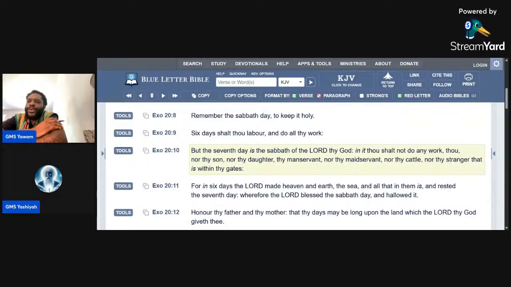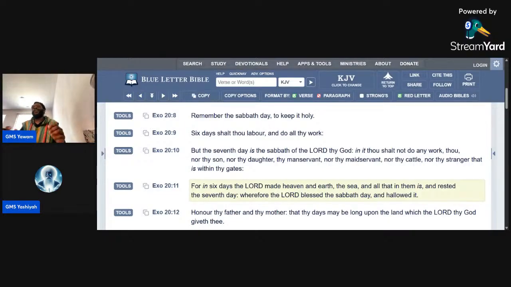In it thou shalt not do any work, thou nor thy son, nor thy daughter, thy manservant, nor thy maidservant, nor thy cattle, nor thy stranger that is within thy gates. For in 6 days the Lord made heaven and earth, the sea, and all that in them is, and rested the seventh day. Wherefore the Lord blessed the Sabbath day and hallowed it. To hallow something, that word should be qadash, which means to set it apart.